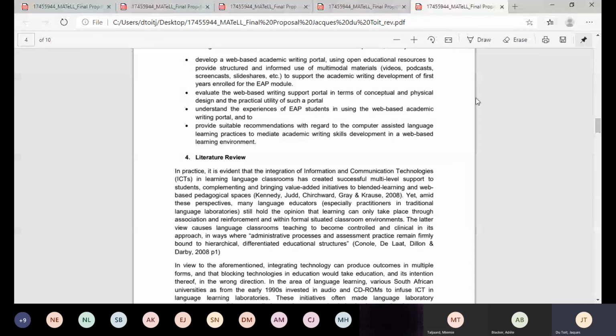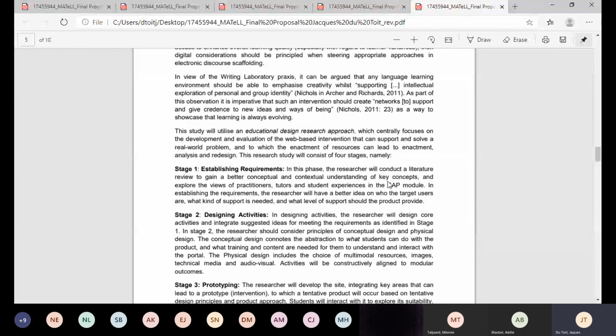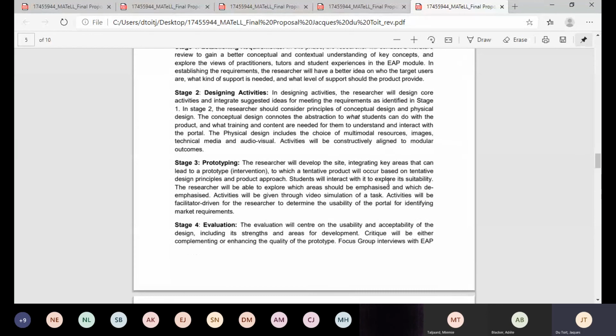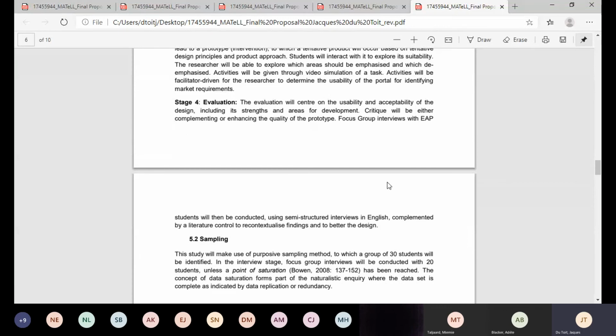So I had to establish the requirements. I had to design activities. I had to prototype it, and I had to evaluate it. With the evaluation part, they asked me whether I had spoken to the students as part of evaluating the usability and acceptability of the design. I said yes, because at that point it was crucial to get their feedback. That is where I did my evaluation for the design-based research. So I designed it based on the needs.